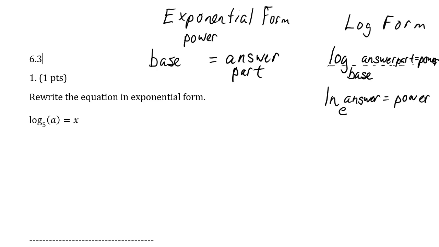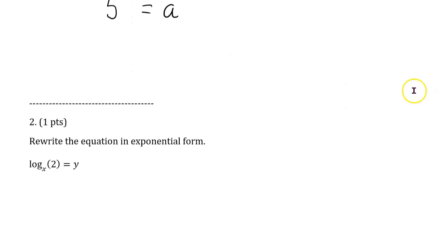Let's now start and look at problem number 1. Rewrite the equation in exponential form. The base is 5. The power is what the log is equal to, which is the x, and it has an answer of a. That's really it. It's just a matter of learning how to convert one to the other. Let's look at number 2. Rewrite the equation in exponential form.